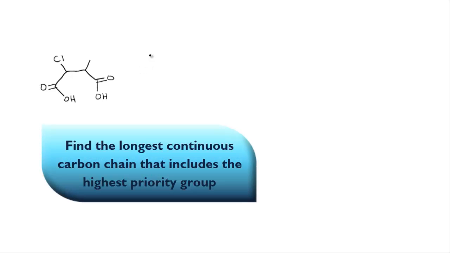Our last molecule that we'll be naming has the following structure. In taking a look at our molecule, we need to find the longest continuous carbon chain that includes the highest priority group. In this structure, our functional groups are a halogen, chlorine, and not 1, but 2 carboxylic acid groups. The highest priority group is actually both of the 2 acids. So we need to be sure we include both of these carboxylic acid groups in making our parent chain.